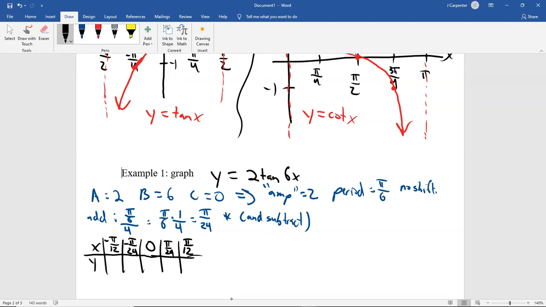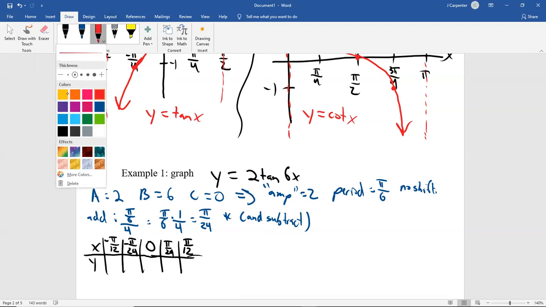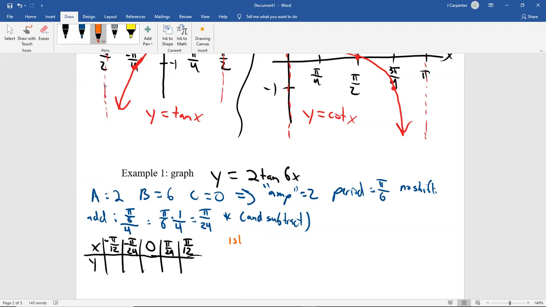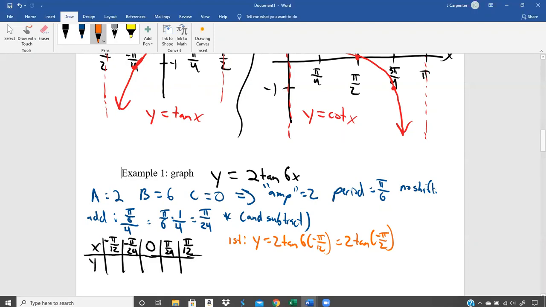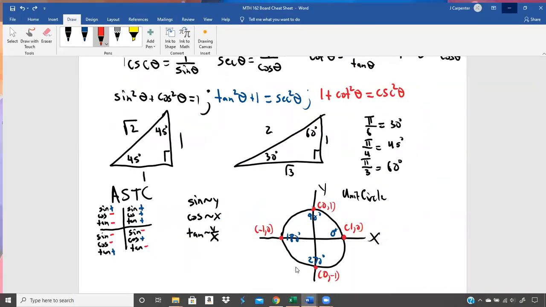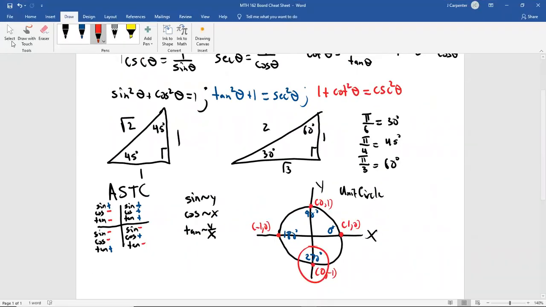We know we are designing these so that the undefined is the anchors. If you don't trust that, what you can do is show a little bit of work. So plugging in the first, you would get y equals 2 times the tangent of 6 times negative pi over 12, which is 2 times the tangent of negative pi over 2, which is negative 90 degrees. So we go to our unit circle, negative 90 degrees, which is here.